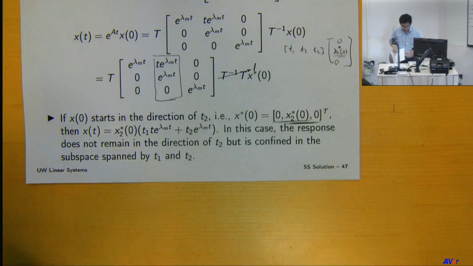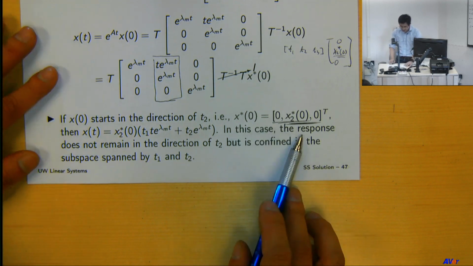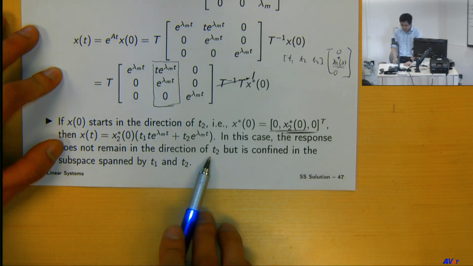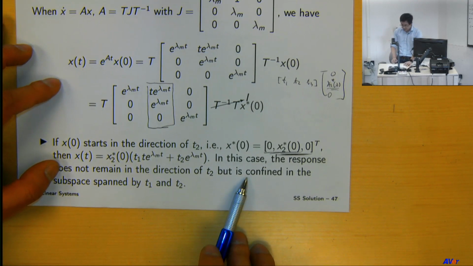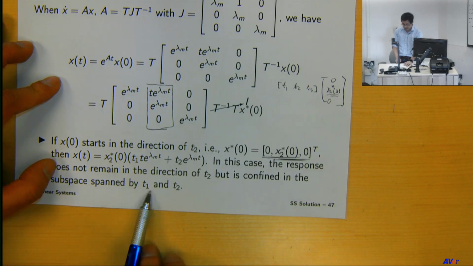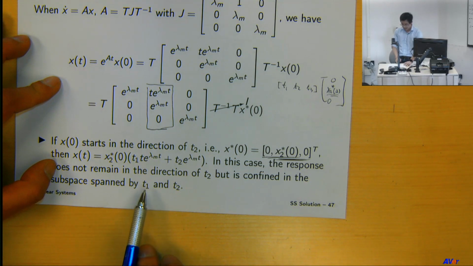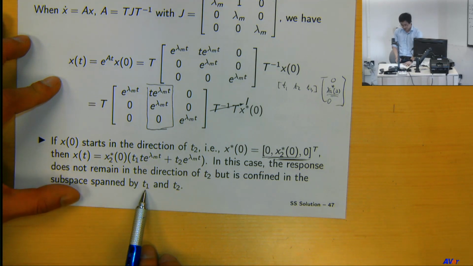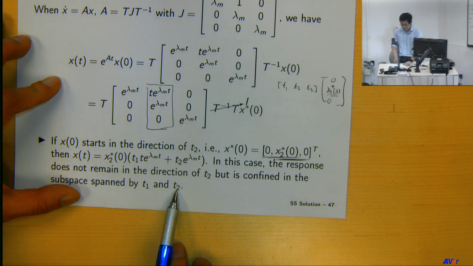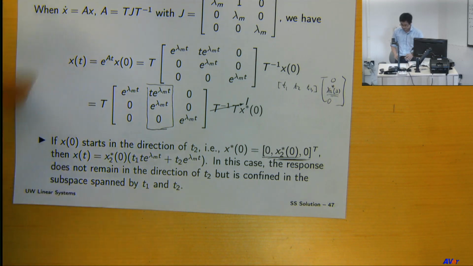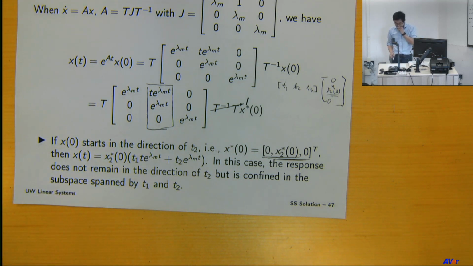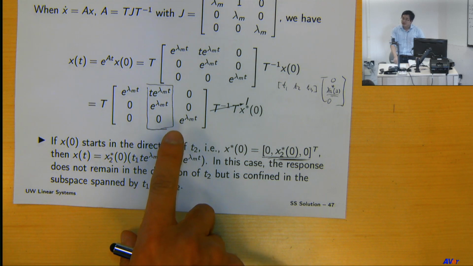Put in words, this is saying the response does not remain in the direction of T2, but is confined in the subspace spanned by these two vectors: the eigenvector T1 we start with, and then the generalized eigenvector out of T1. Okay, so this is if I start with T2, which is generalized from T1.